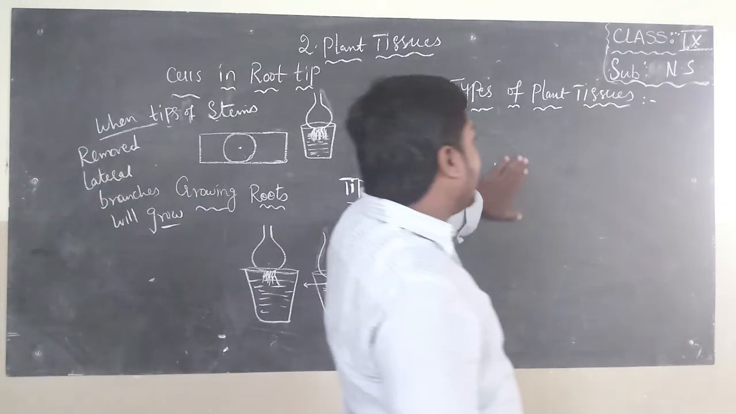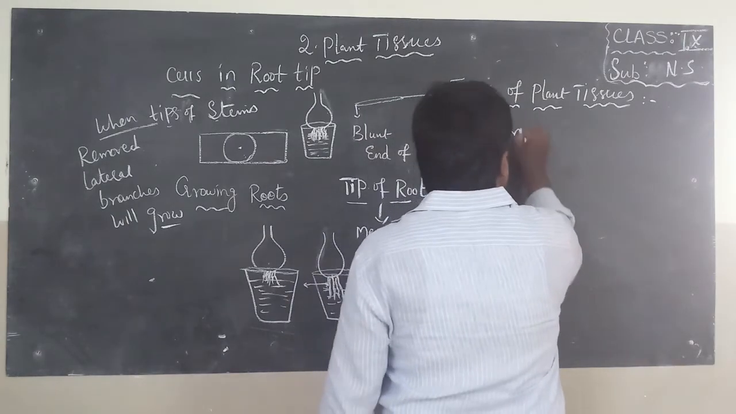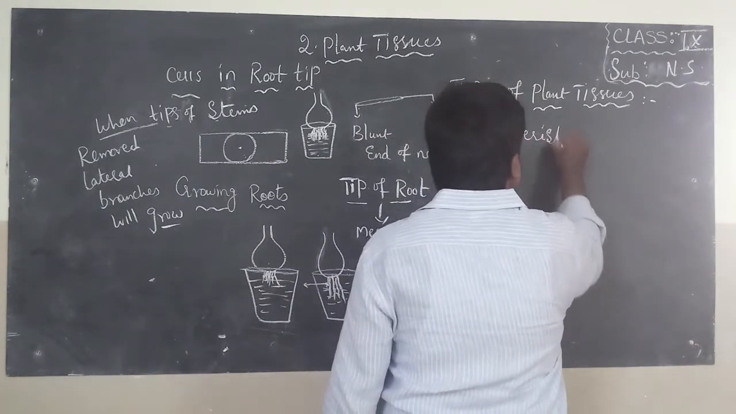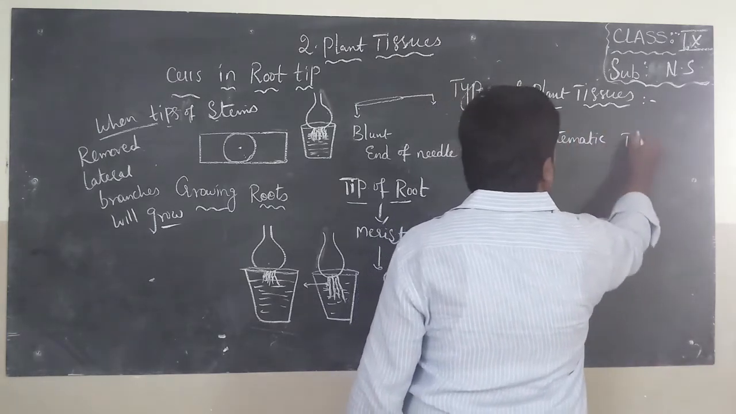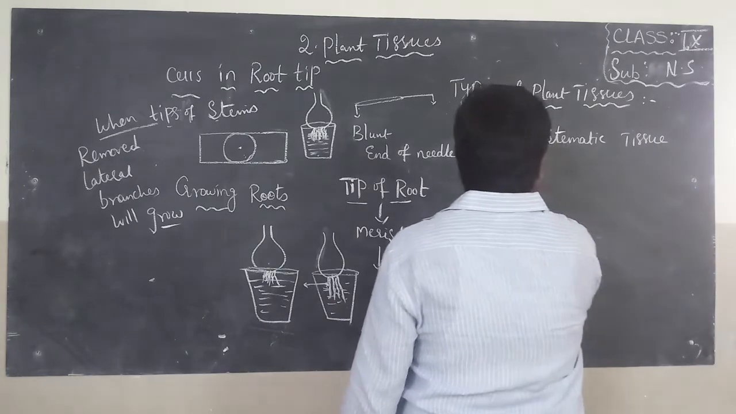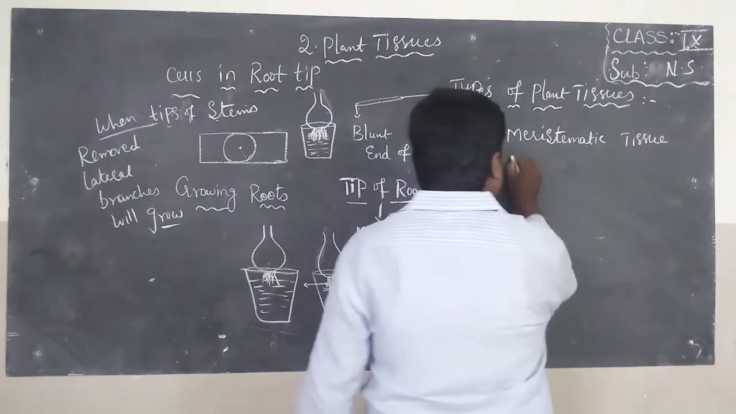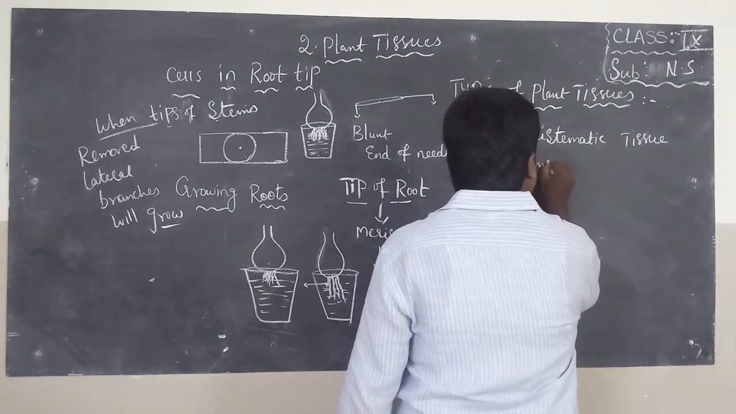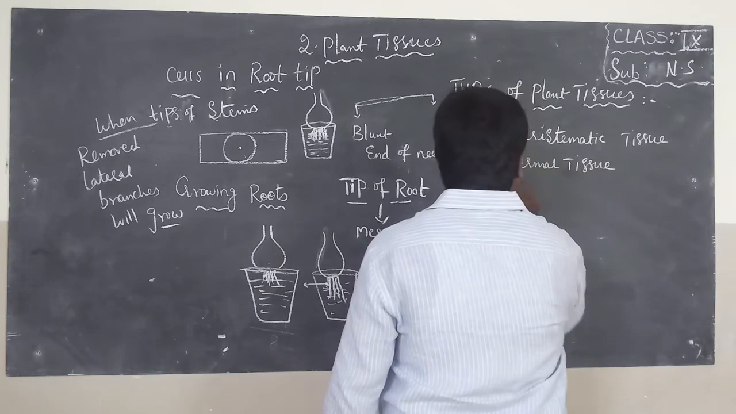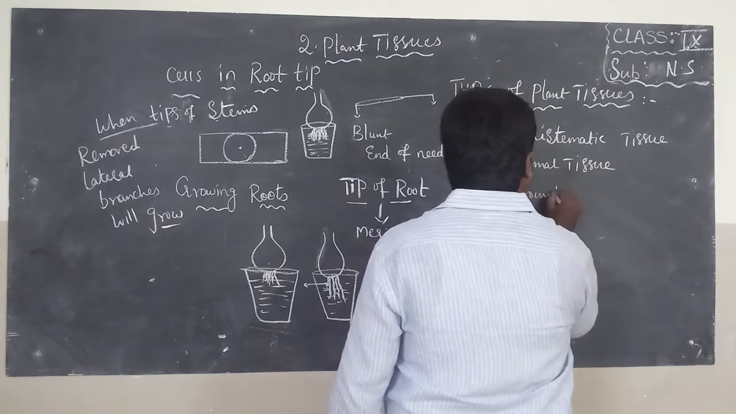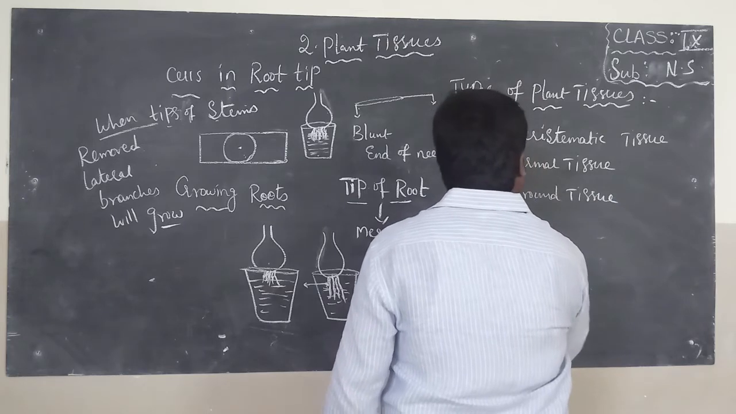Now, types of plant tissue. If you observe plants, we can find 4 types of tissues. One is meristematic tissue. Second one is dermal tissue. Third one is ground tissue. Fourth one is vascular tissue.